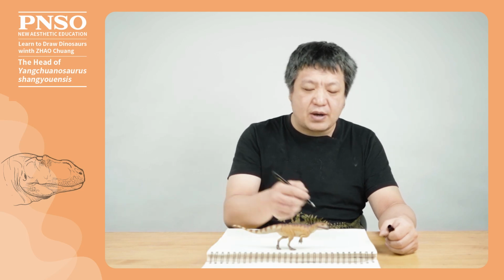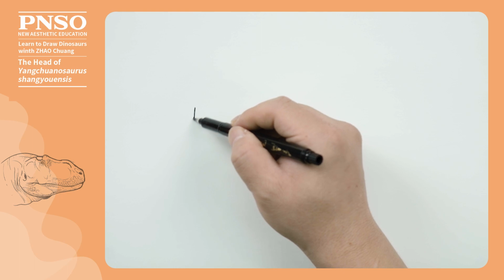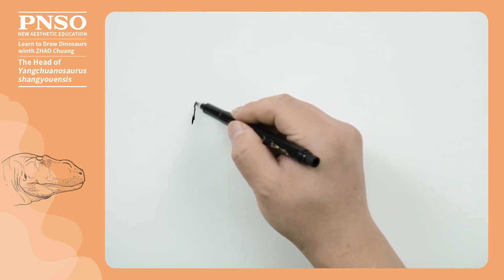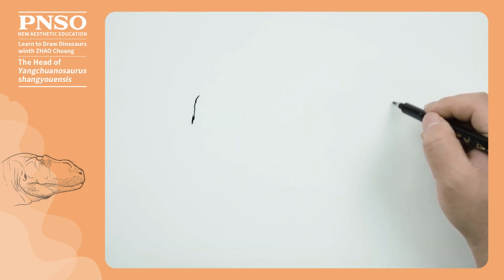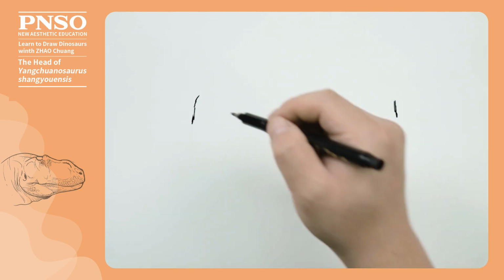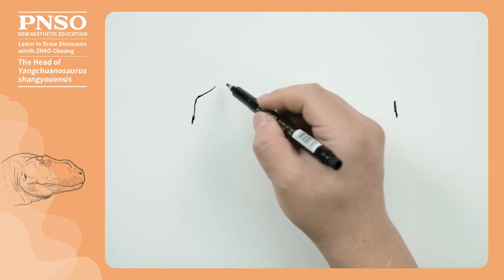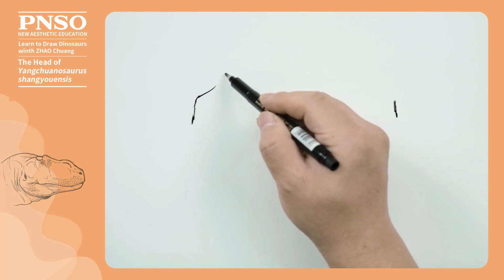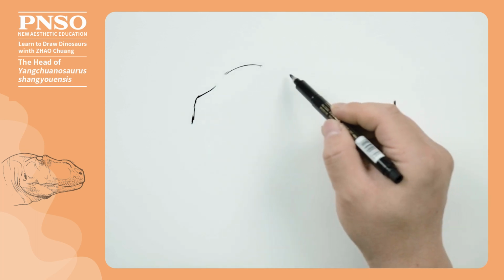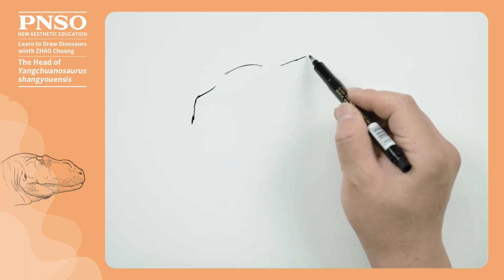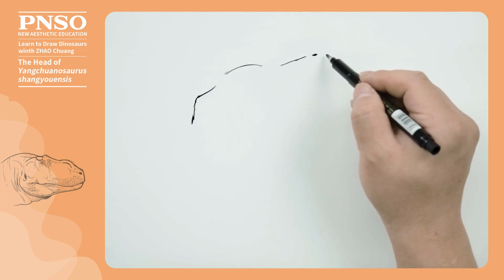Now, let's draw the head of Yangchuanosaurus shangyouensis. Before drawing, we first determine its position in the picture. Then, we roughly outline its shape. There were two relatively raised structures above its nose, and the highest point behind it was its lacrimal horn.